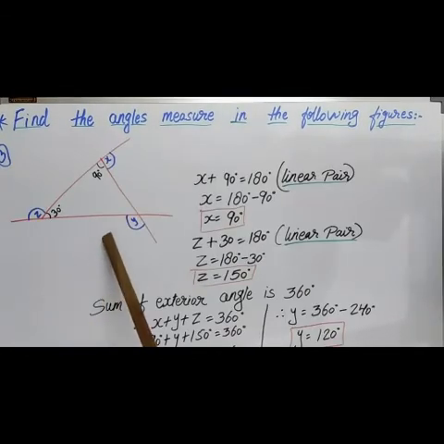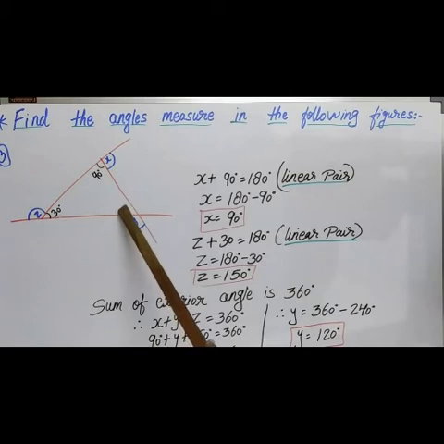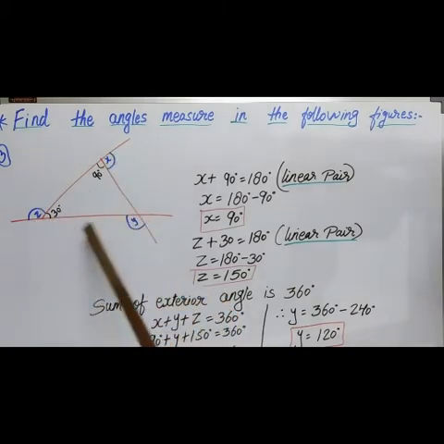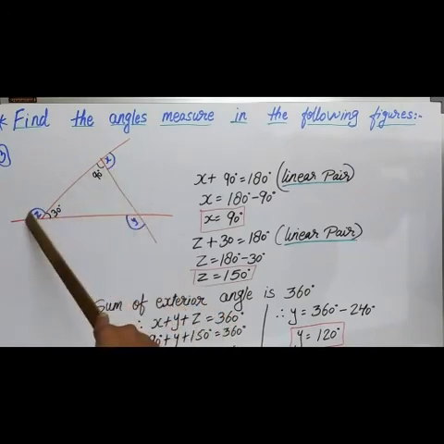Now our third figure. Here one triangle is given, with 90 degree and 30 degree. Here the degree is not given. We have to find out the value of x, value of y and value of z. We don't know the degree of the exterior angles.